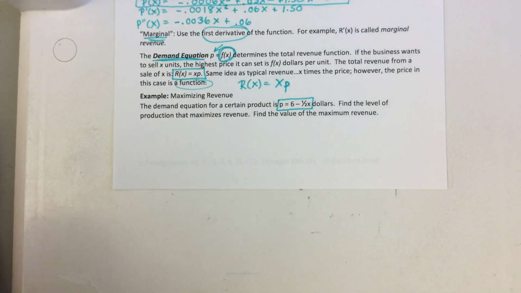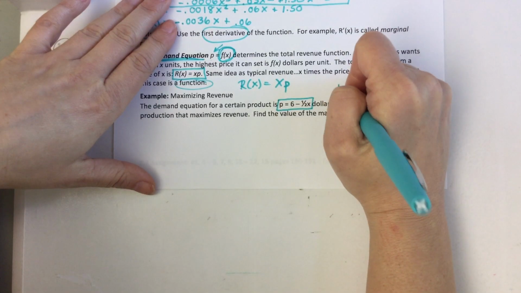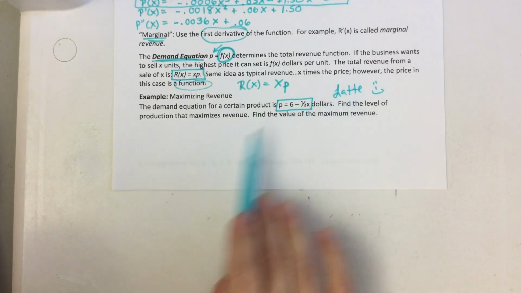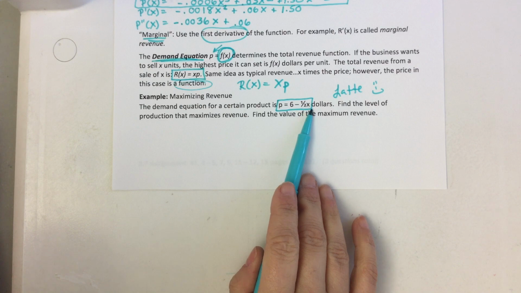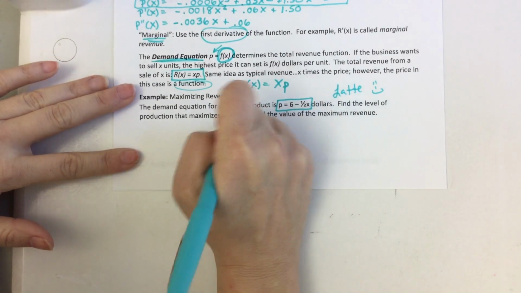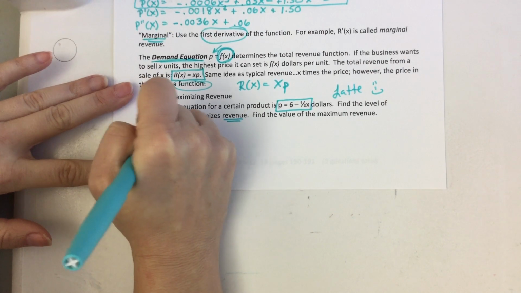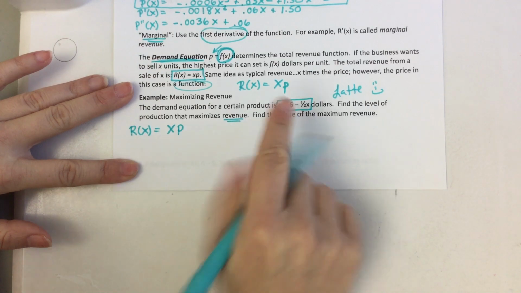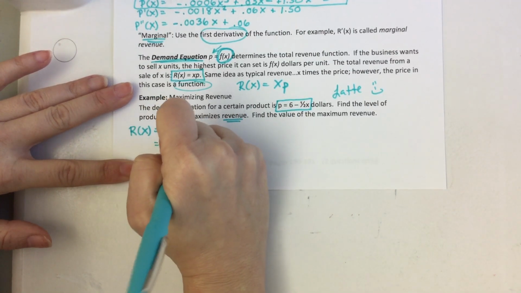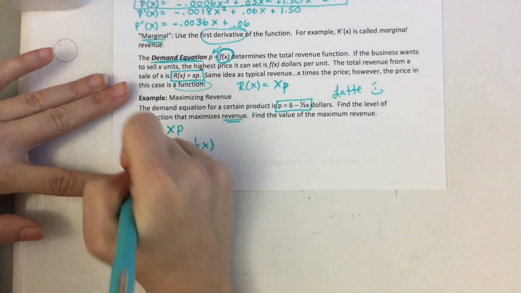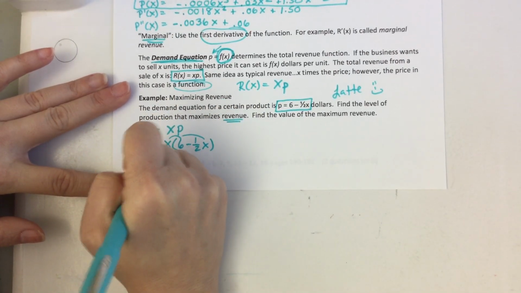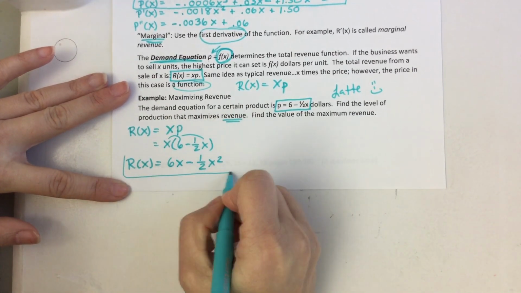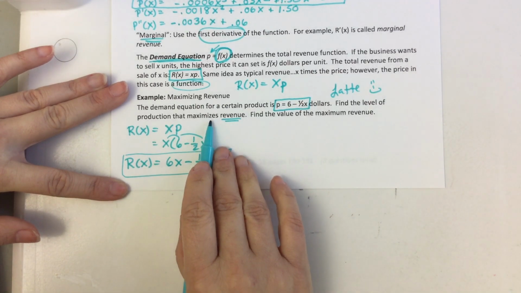Okay, the demand equation for a certain product, let's say it's a latte, because lattes are fantastic. The demand equation for a certain latte is P equals 6 minus 1/2 X dollars. Find the level of production that maximizes revenue. Well, revenue is how many lattes you're going to sell times the price. The price is a function, so it's X times 6 minus 1/2 X. So when I distribute, here is your revenue: 6X minus 1/2 X squared. That is your revenue function. We want to maximize it.